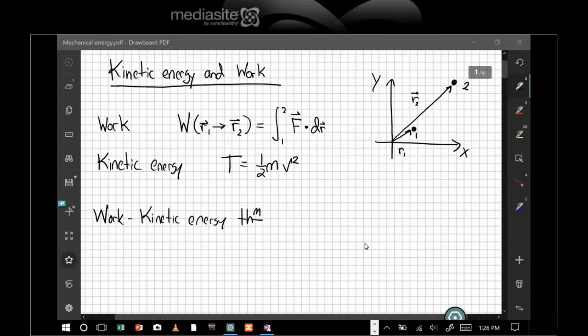I'd like to talk about the concept of mechanical energy. Before I do that, I'd like to review the concepts of work and kinetic energy. We can define a scalar function called work. When I calculate work, I have to choose a path, so I have to have a starting point and a stopping point.